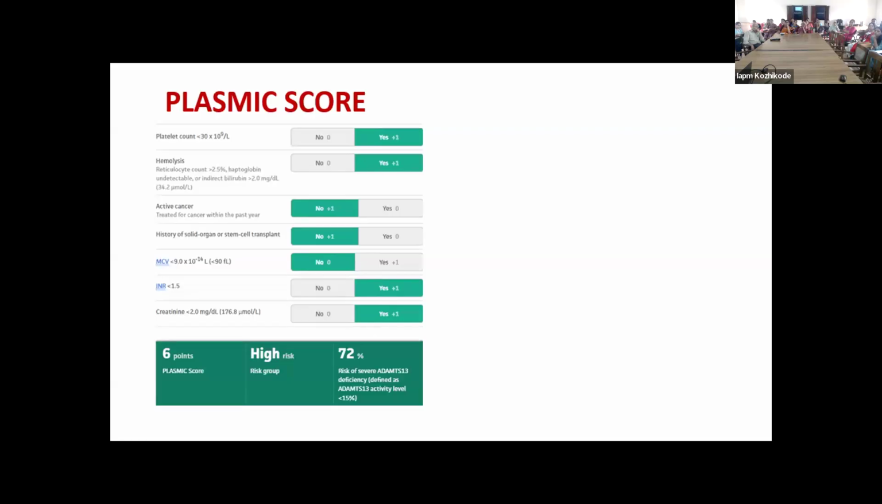So this template is available online. It consists of 7 parameters: platelet count less than 30,000, hemolysis, no active cancer, no history of solid organ or stem cell transplant, MCV less than 90 femtoliter, INR less than 1.5, and creatinine less than 2 milligram per deciliter. For each parameter, we give a score of 1, and we add all the scores together to get the final score. If the final score is more than 5, it indicates a high risk of severe ADAMTS13 deficiency and the patient needs plasma exchange therapy.